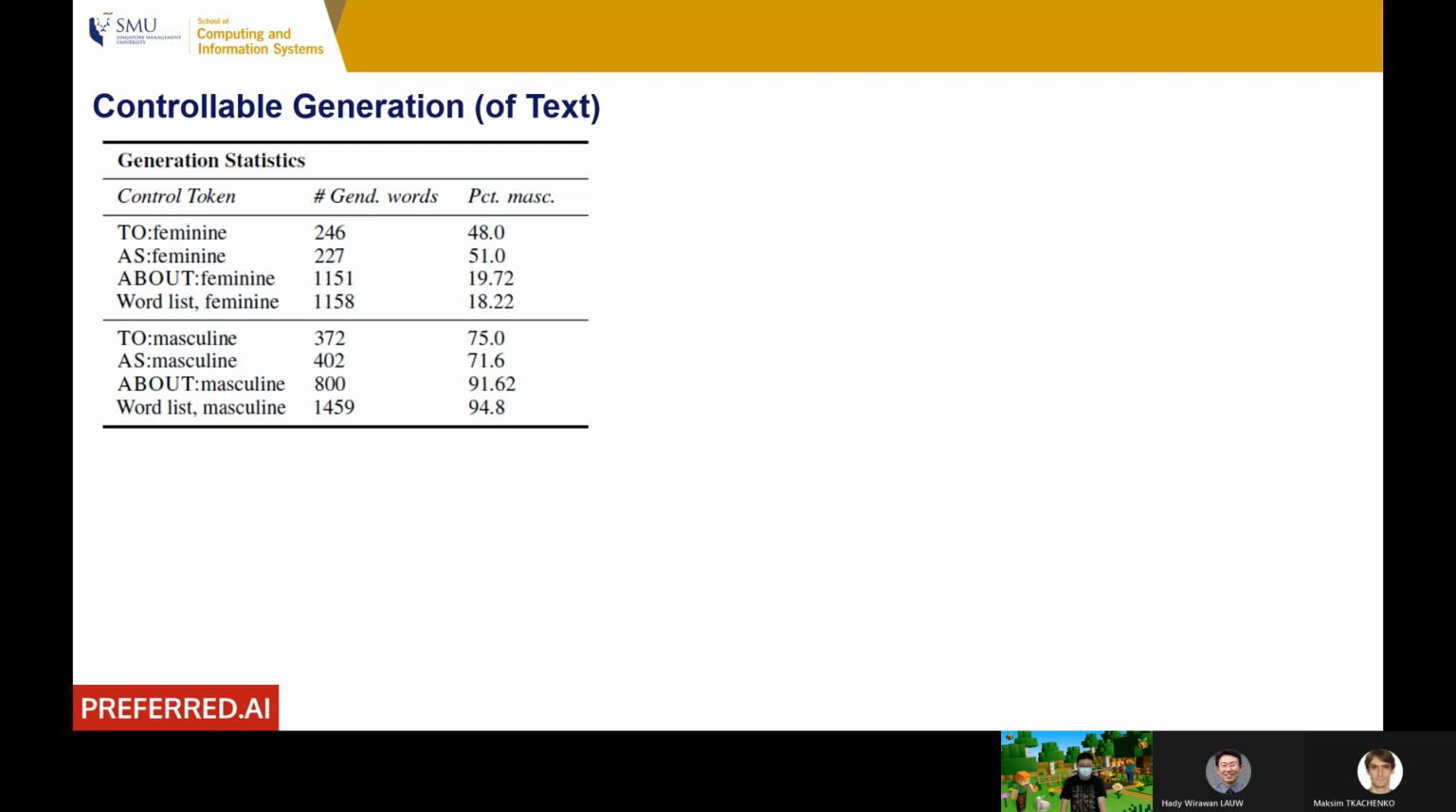And the baseline they use is a word list. Basically, rather than using the multitask classifier to label the input sentences, they use a word list. If the input has more female words than male words, they label it female. And if the input has more male words than feminine words, they label it as a masculine input. So the statistics come out.